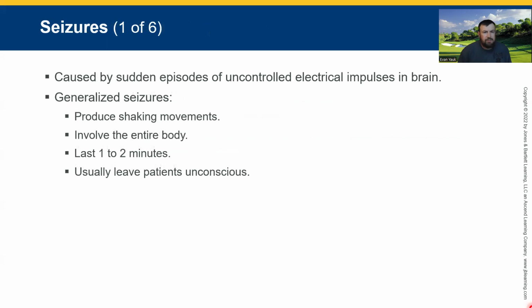Seizures. Sorry, we're on seizures now. A seizure is caused by sudden episodes of uncontrolled electrical impulses in the brain. A generalized seizure produces shaking movements and involves the entire body. It lasts 1 to 2 minutes and usually leaves patients unconscious. If you are on scene and someone has a seizure, it's really hard to do this, but remember to try to time it. Even a rough estimate goes a long way.